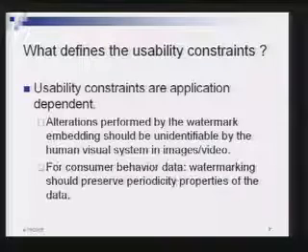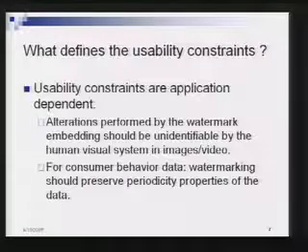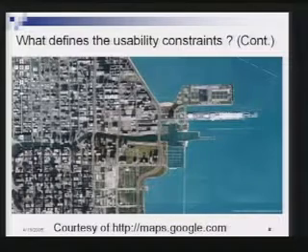That's application dependent. For example, for consumer behavior data, watermarking should preserve periodicity properties in the data. Consumer behavior meaning that every day you go buy, for example, milk from Walmart. So there is a periodicity. Every day people buy milk from Walmart. If I embed a watermark in this data, it should still give me the same periodicity that every day people buy milk from Walmart, at certain periods of time.